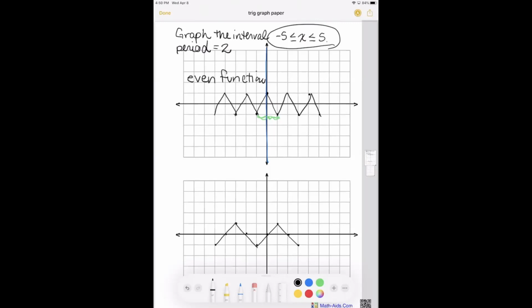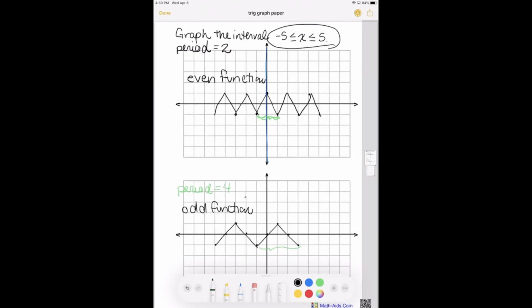Now let's look at this bottom function. This one has an interval, a period. Let's see what it has here. This has a period of 1, 2, 3, 4 units. So its period, I'm going to keep this in green, its period is equal to 4. Now we call this function an odd function. Notice that it is not symmetric about the y-axis, but it is symmetric about the origin.